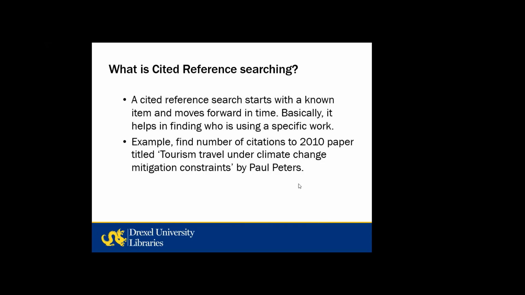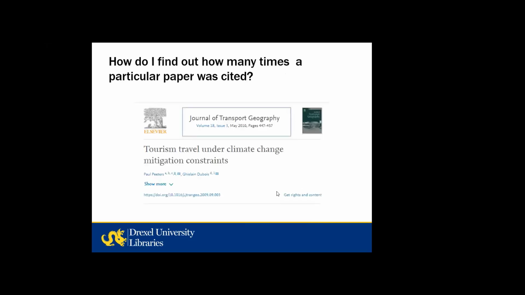And Paul Peters is the author. It was published in 2010. I'm showing this screenshot of a journal article because I want you to pay particular attention to the exact citation. Volume 18, number 3, year it was published, and page numbers. This is very important. Journal of Transport Geography is the name of the journal, and this is the title. And you will come to know why I'm saying this is absolutely critical.